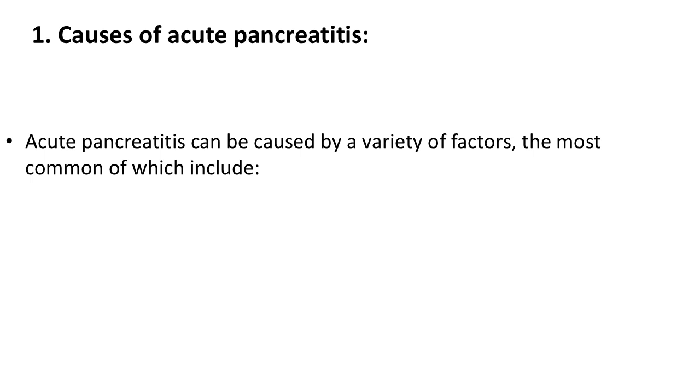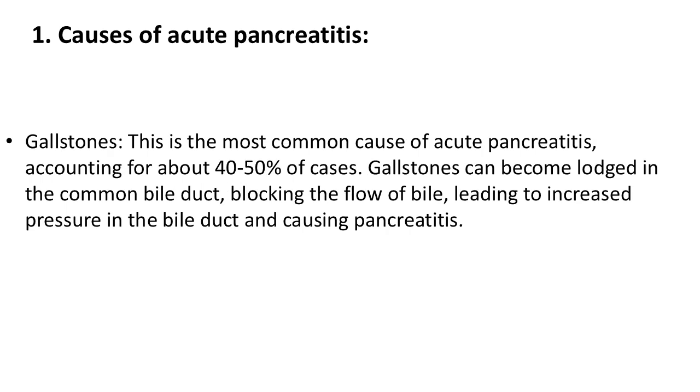Acute pancreatitis can be caused by a variety of factors, the most common of which include gallstones. This is the most common cause of acute pancreatitis, accounting for about 40 to 50% of cases. Gallstones can become lodged in the common bile duct, blocking the flow of bile, leading to increased pressure in the bile duct and causing pancreatitis.